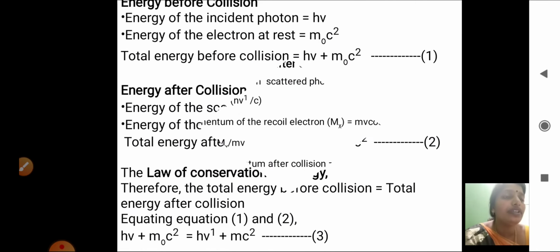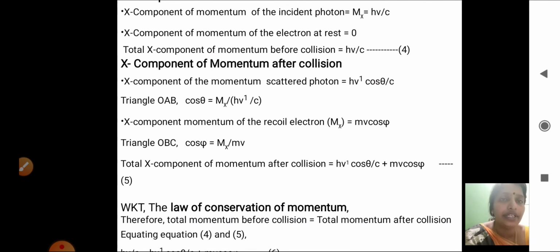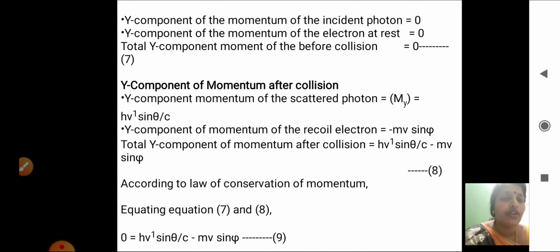After collision, for the y component, consider this equation number 8. Both are added: the y direction of the scattered photon and the y direction of the recoil electron give h nu dash sin theta by c minus mv sin phi. According to the law of conservation of momentum, equating 7 and 8, 0 equals h nu dash sin theta by c minus mv sin phi.